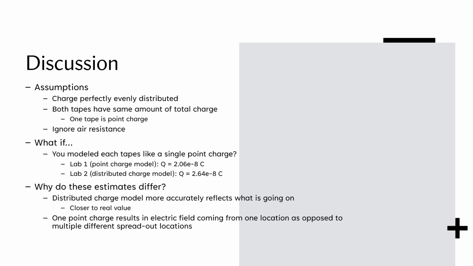This brings up further discussions, such as what if I modeled each tape like a single point charge? Well, we saw this last week, where the total charge was a much different value, and it led to incorrect data and assumptions. And then in this lab, I found a much closer value to the real value. And these differ because the distributed charge model more accurately reflects what's going on. One point charge results in an electric field coming from one location, as opposed to multiple different spread out locations.